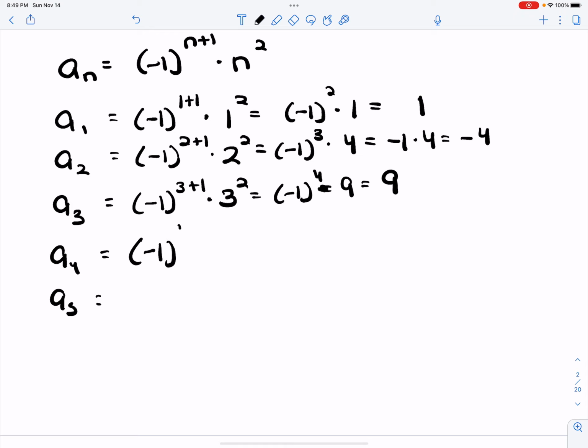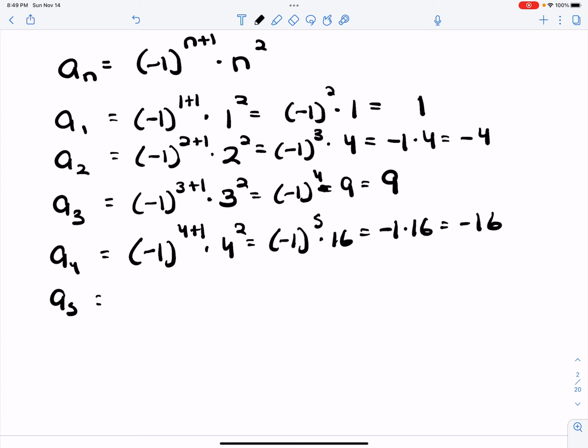Negative 1 to the 4 plus 1 times 4 squared. So negative 1 to the 5th times 16. So negative 1 times 16, which is negative 16. And then finally, negative 1 to the 5 plus 1 times 5 squared. So negative 1 to the 6th power times 25 is going to equal 25.